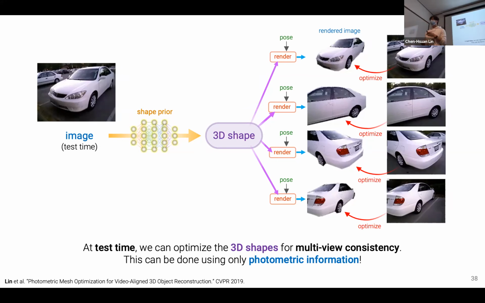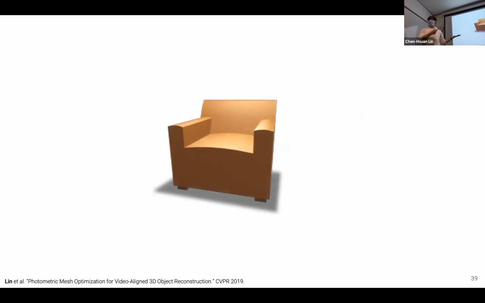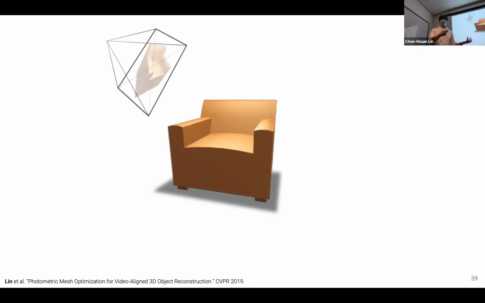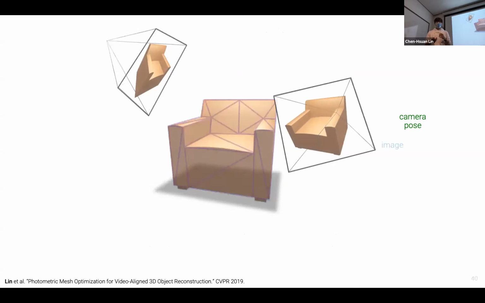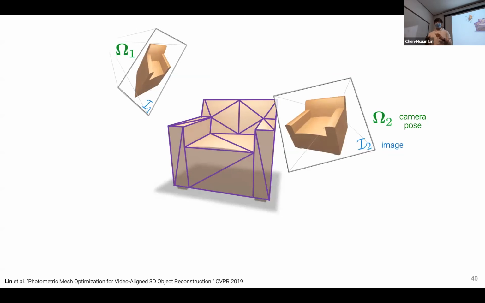So how do you estimate the camera poses? This is in the next slide. We assume that, given this object, we can pre-compute these camera poses using off-the-shelf structure from motion methods. This is what our recent work has been doing: treating structure from motion as an off-the-shelf black box pose estimation method, so we can assume that the poses are known. We consider a pair of images from the video sequence, called I1 and I2, and we know the corresponding camera poses as well.